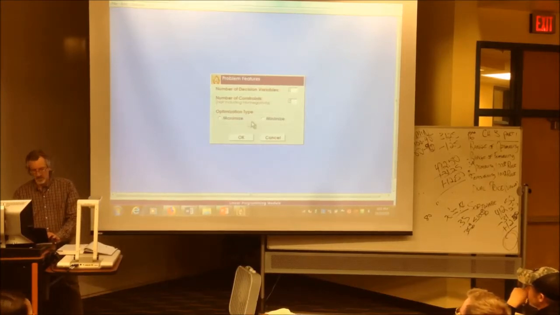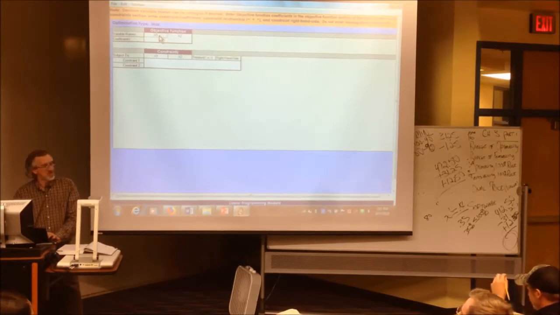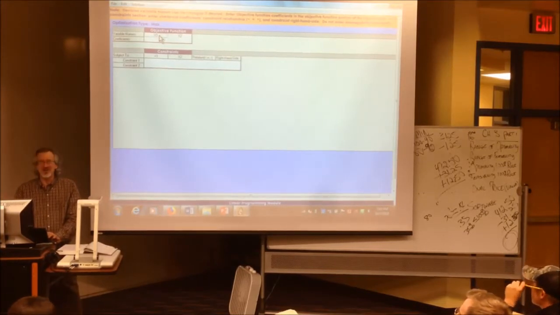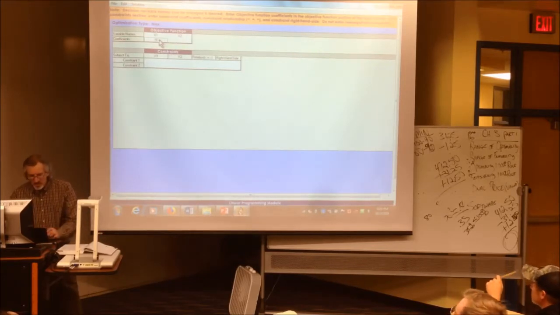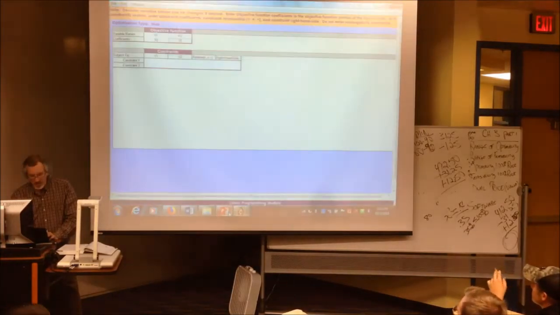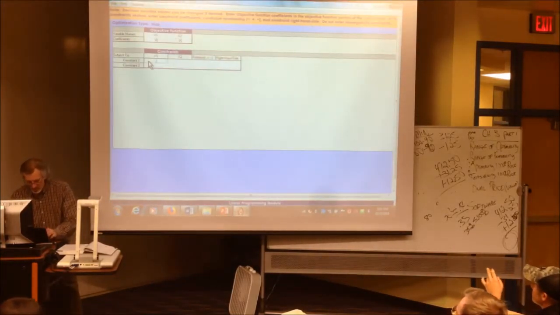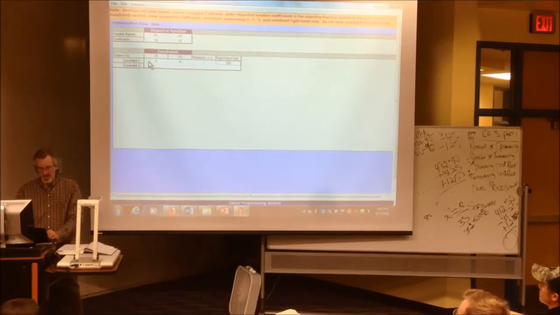Max or min? Go. I'm going to change these to the variables we're using, which happen to be x1 and x2. So the numbers in the objective function are a 10 and a 15. The first constraint has 2, 4, and 100. So 2, 4, less than 100. Notice I didn't have to type equals. It assumes less than or equal. You just type less than.